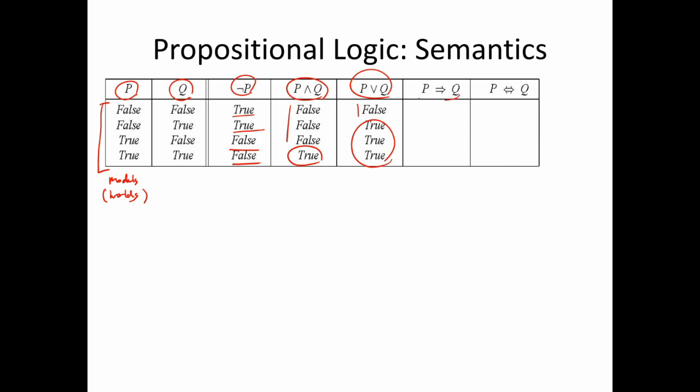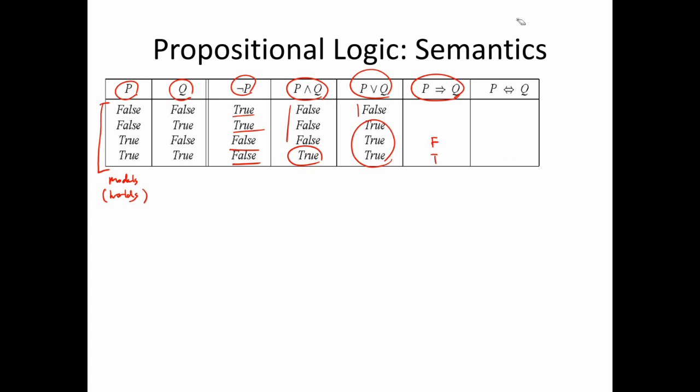How about P implies Q? What does that mean? Well, this means whenever P is true, Q has to be true. So let's first consider the worlds in which P is true. So these two. In order for the sentence P implies Q to be true, Q has to be true. So if they're both true, P implies Q is true. But if P is true but Q is false, then P implies Q is not true.